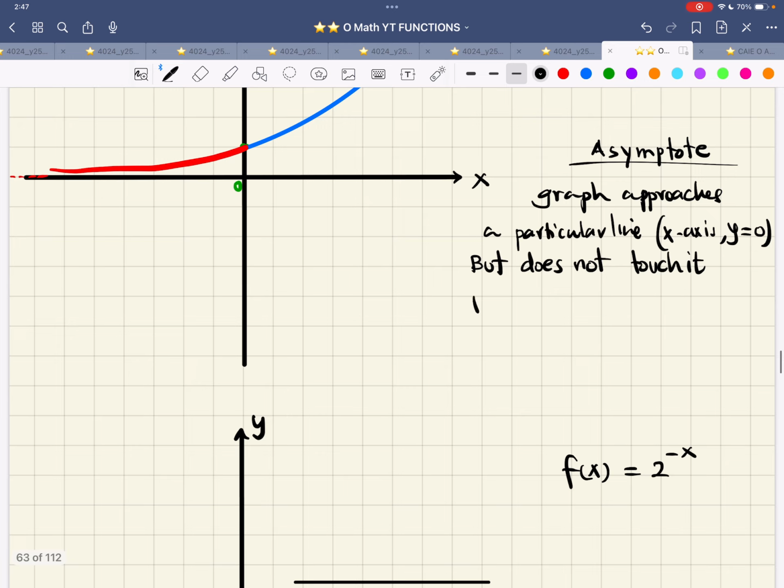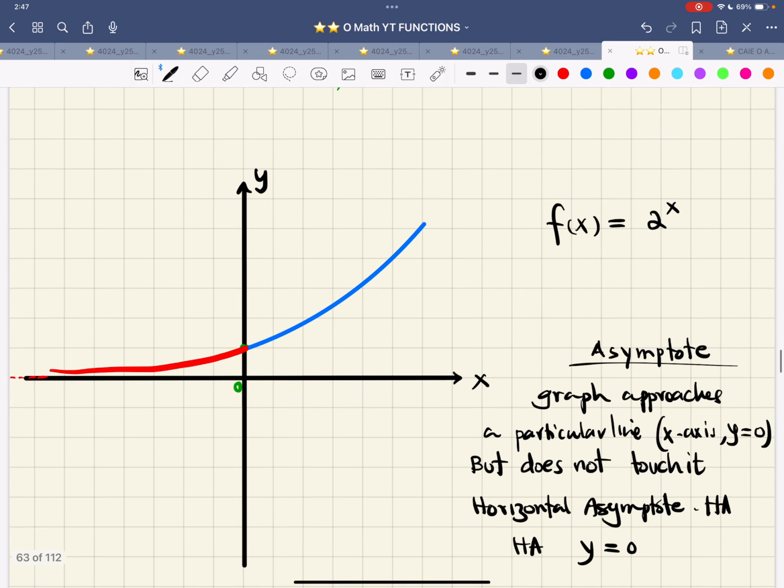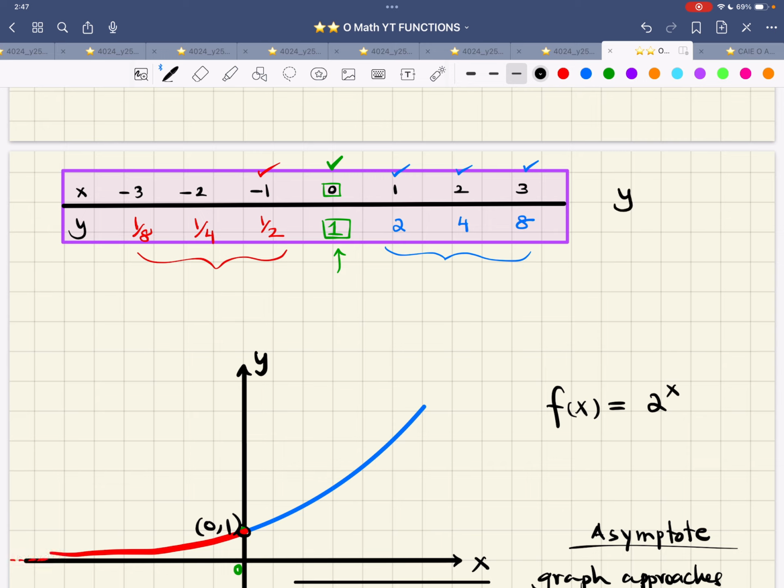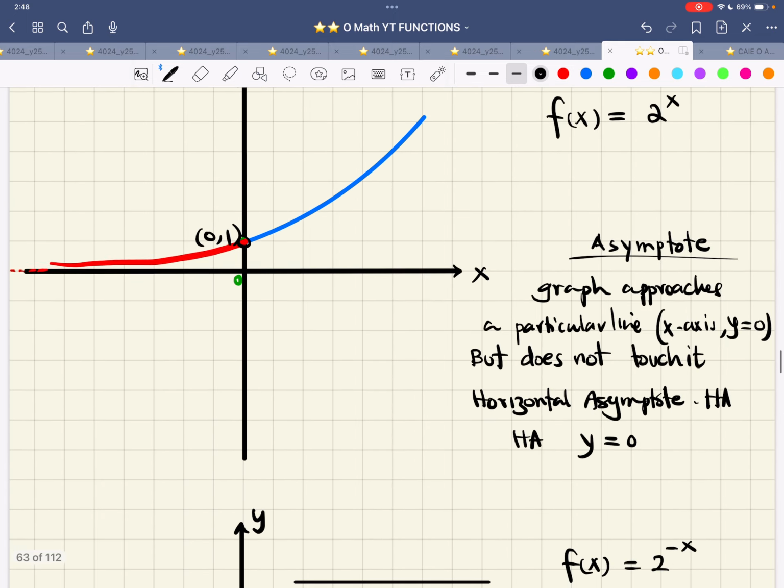And since it's a horizontal line, we use the word horizontal asymptote, and I'll also use the symbol HA, horizontal asymptote. So yes, there is a horizontal asymptote, which is the x-axis, which is y equals 0. And the other thing that's prominent over here is the y-intercept, which is 0, 1. So whenever we draw the power function 2 power x, take care of the y-intercept, which is 0, 1. Take care of the horizontal asymptote, which is y equals 0. And these are the basic things that you need to take care of.